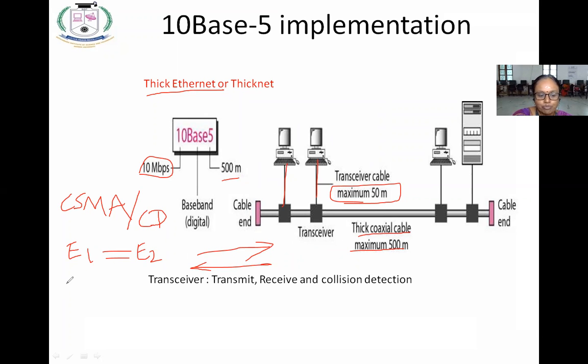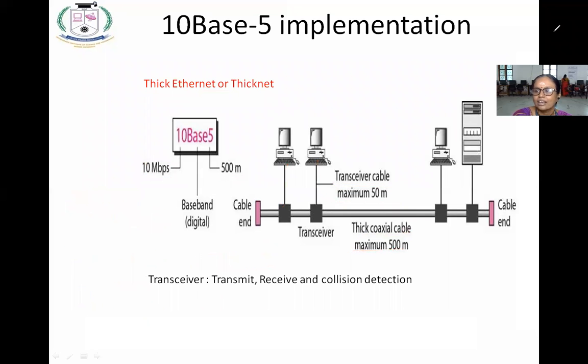And one more thing, when my energy level is greater in the second case, we can understand that it is a jamming signal. So you have to understand that in wireless LAN we go with CSMA/CA, because in wireless LAN there will not be much difference in the energy level of the signals. So here, 10 base 5 uses thick coaxial cable with a maximum length of 500 meter, and the speed is 10 Mbps.